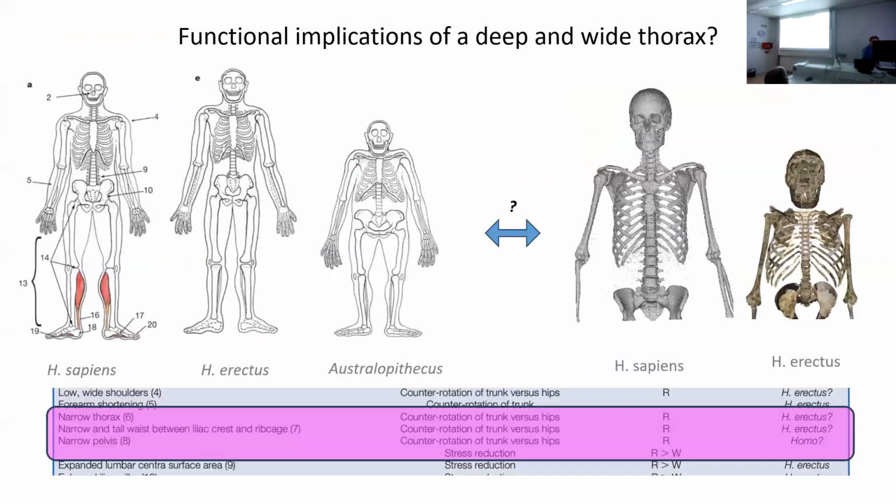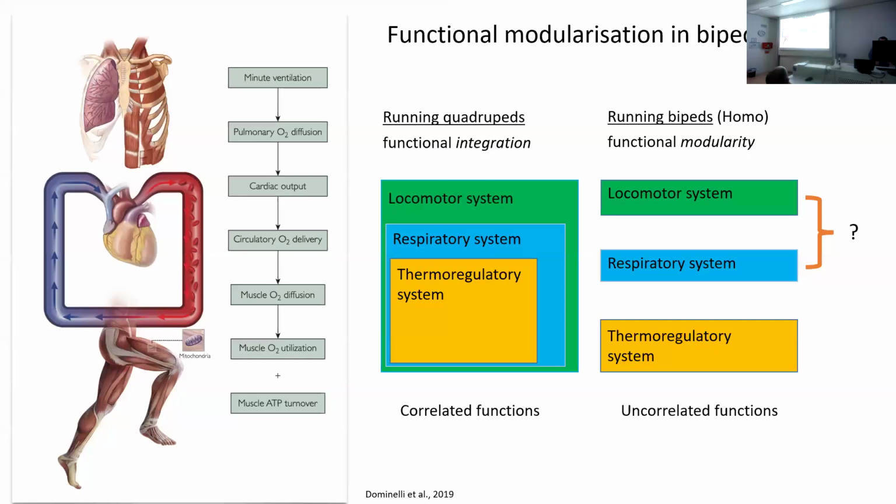And now the question is, what does this different morphology actually mean in a functional context? What is a deep and wide and short thorax meaning for running and respiratory function? And we focus basically on the interaction between the locomotor system and the respiratory system, because thermoregulation is quite well studied, but the locomotor and respiratory systems are connected to each other.